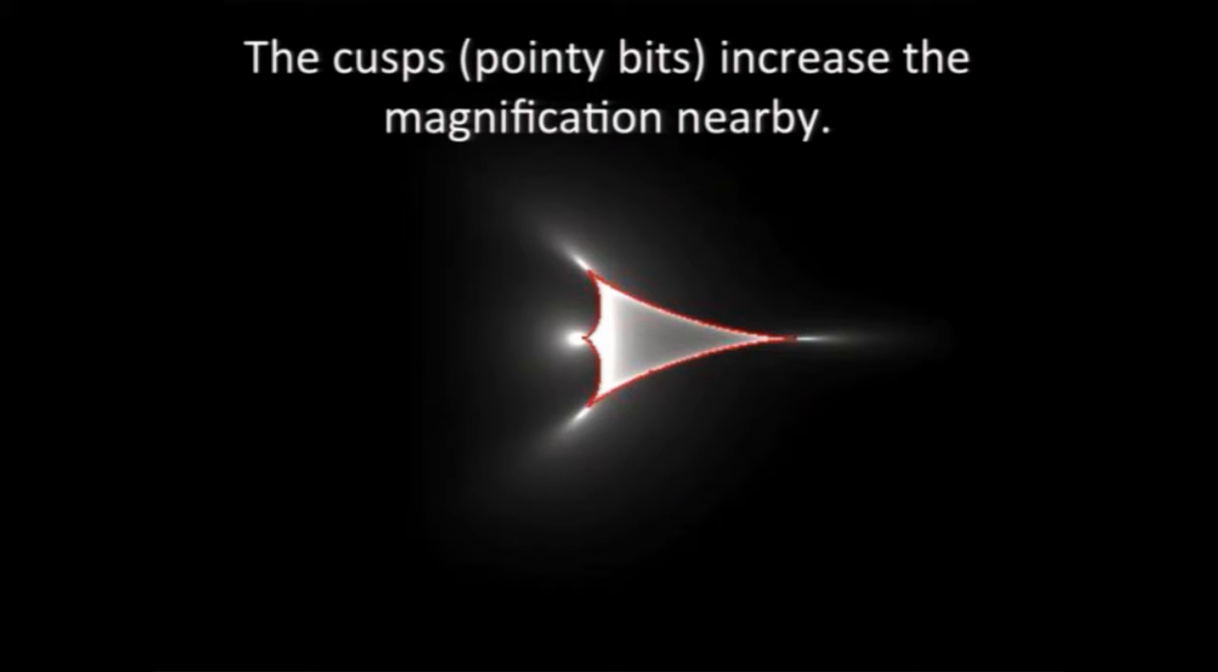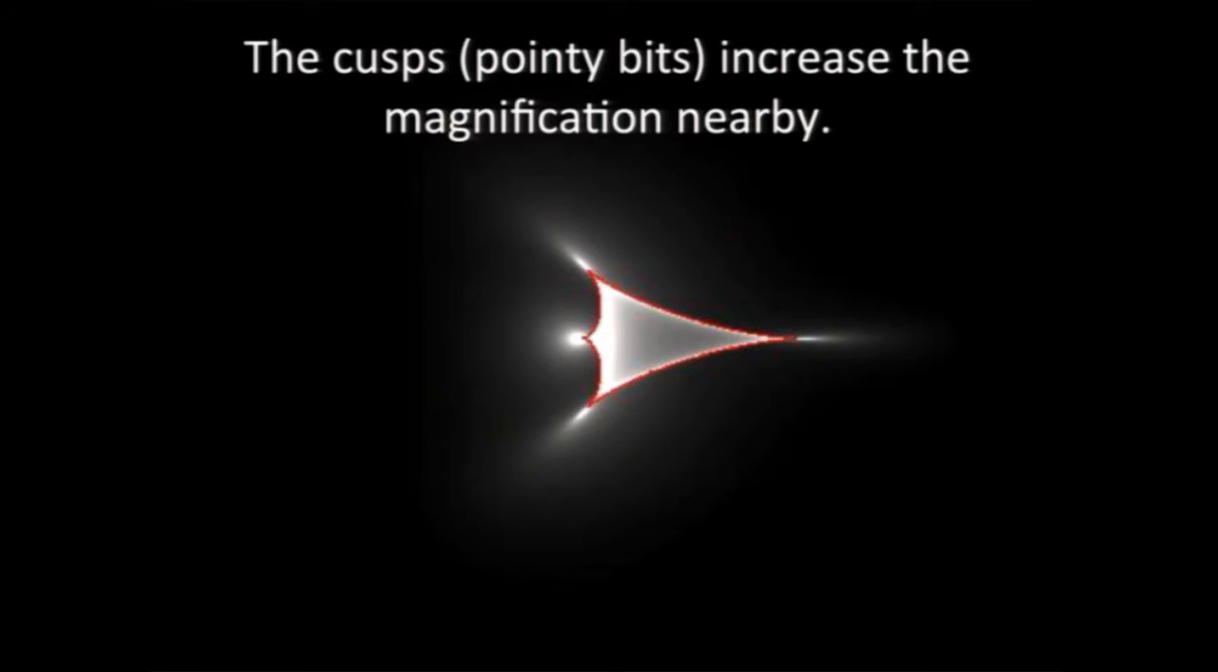The cusps increase the magnification nearby. So to detect a planet, you don't necessarily have to cross the cusp or cross the caustic itself, but you can just pass nearby one of these cusps, and you can see the magnification is enhanced sort of near the caustic in the cusp regions.